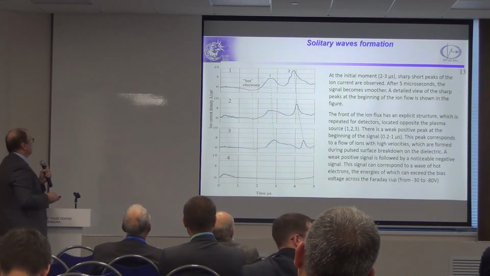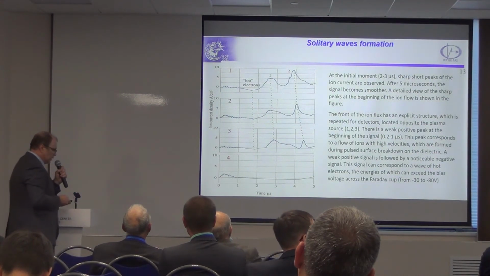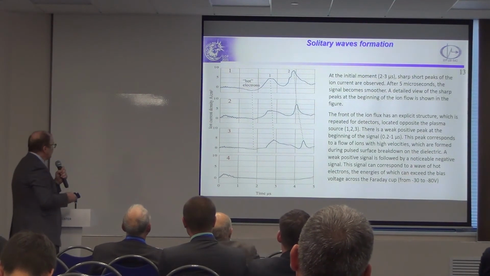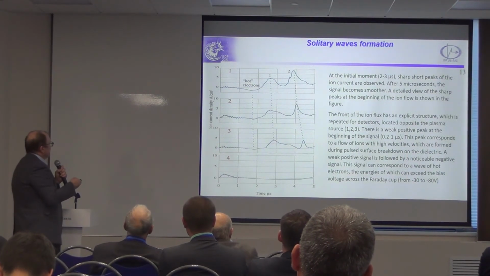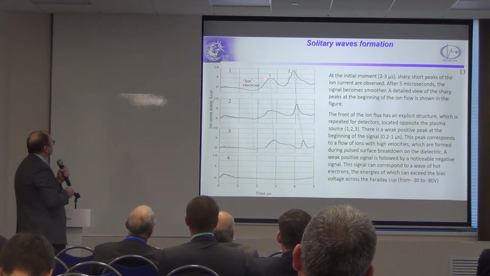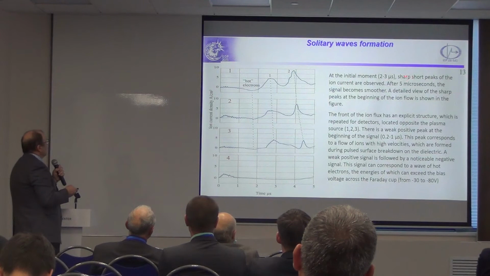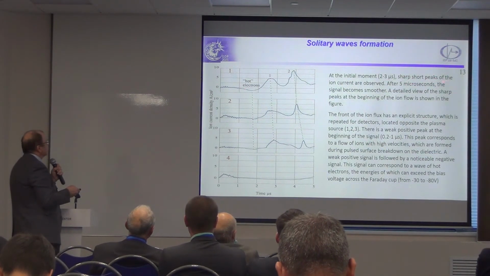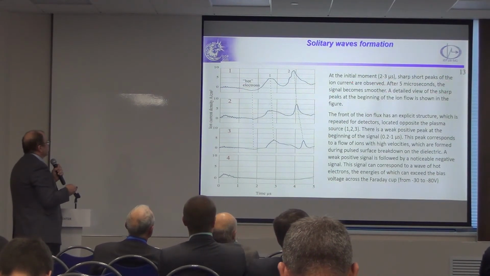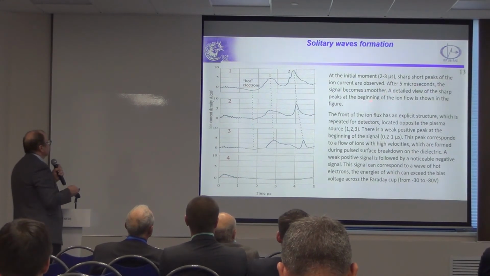And if we review in detail the waveforms of signals from the first, second, third and fourth detector, we can see the formation of solitary waves. At the initial moment, sharp short peaks of the ion current are observed. After 5 microseconds, the signal becomes smoother. A detailed view of the sharp peaks at the beginning of the ion flow is shown in the figure.